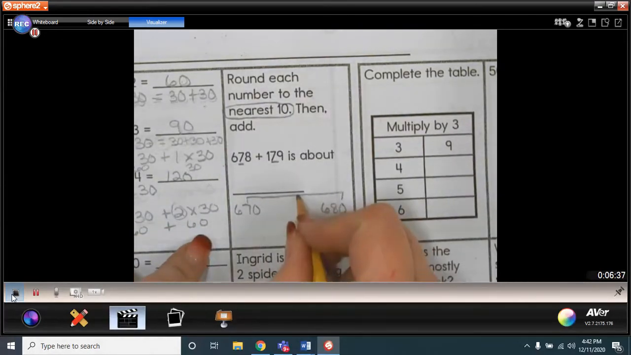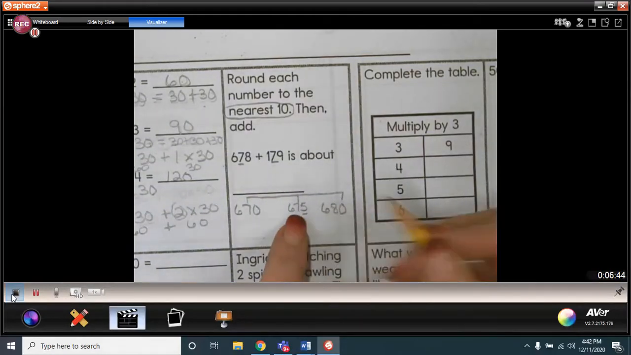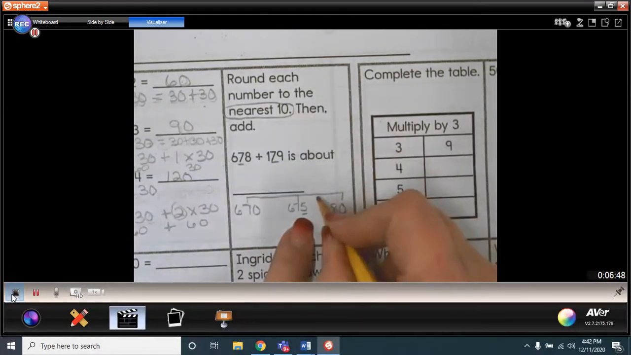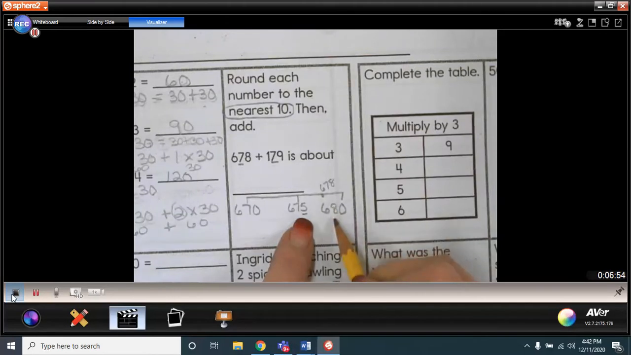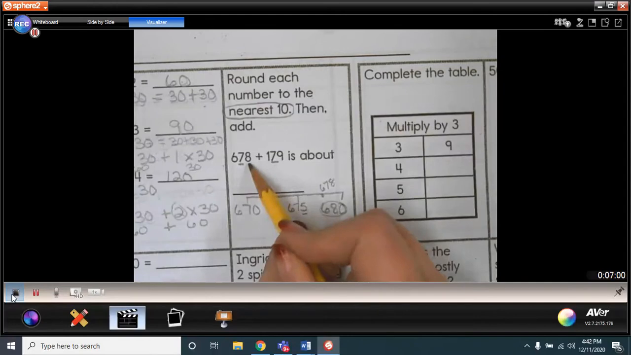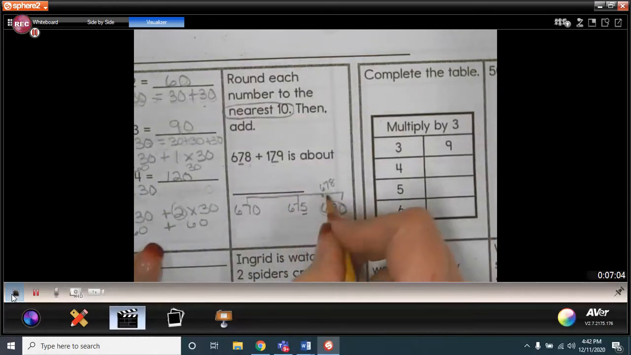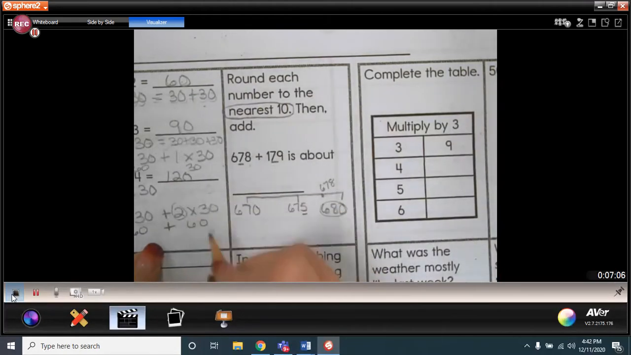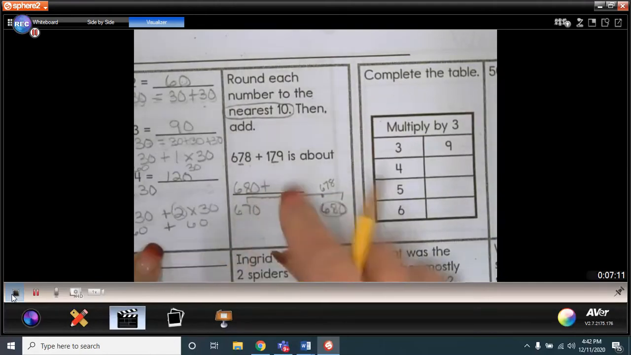Now, remember, 675 is right in the middle. So make sure that you're paying attention to that ones place and the 5. So since 678 is going to be maybe right around here, 678, you're going to be closer to 680 because we're past the 5 in the ones place. So it's past 675, so we're going to round up to 680. Now, same thing for 179.